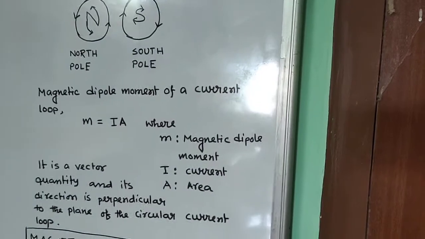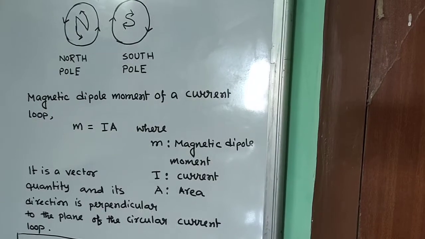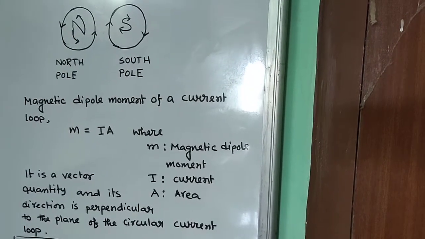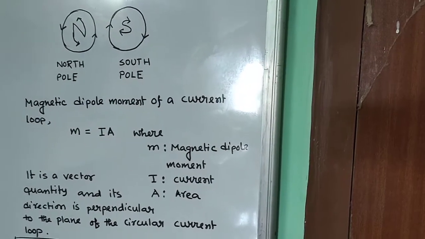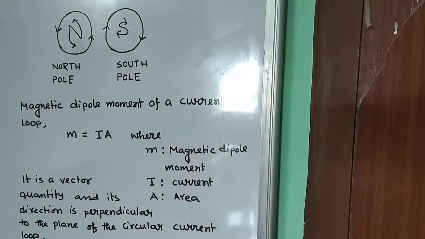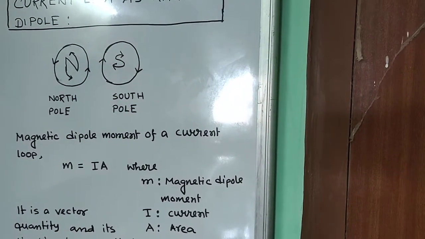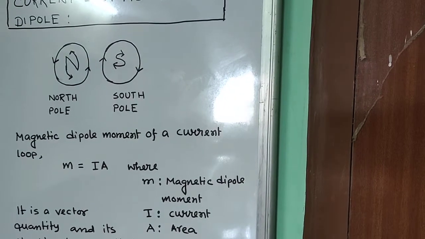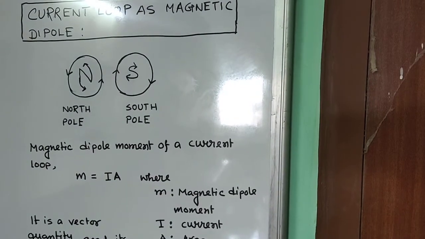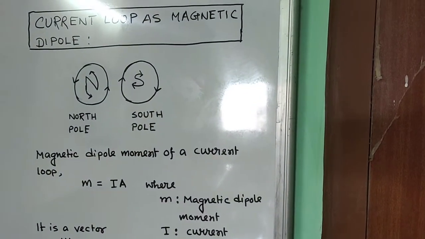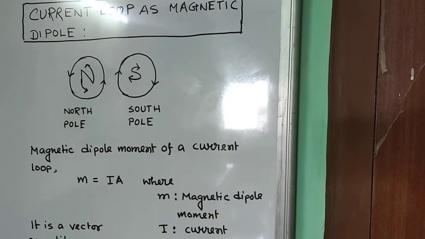Basically, magnetic dipole moment is a vector quantity and its direction is perpendicular to the plane of the circular current loop. So if you draw a perpendicular on the loop, then that direction gives the direction of the magnetic dipole moment. This point is very important because a few topics are related with the magnetic pole and the direction of current, so you must follow this rule. If the current flows in anti-clockwise direction, then that face behaves as a north pole, and if the current flows in clockwise direction, then that face behaves as a south pole.